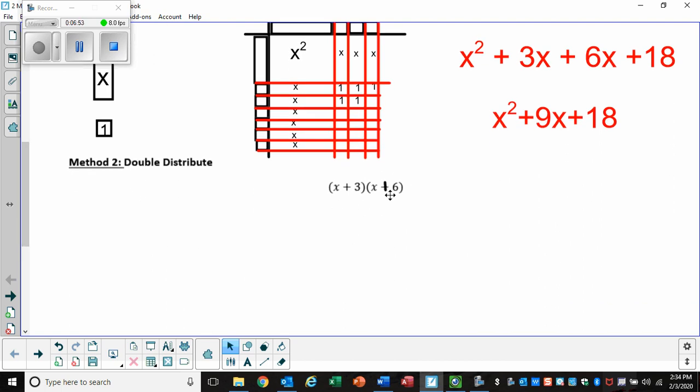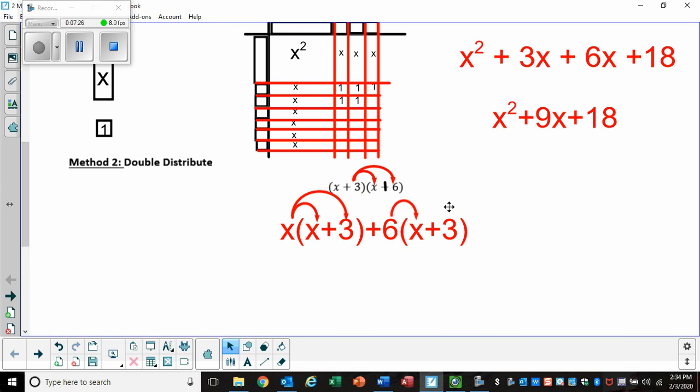Okay? And again, change that to a plus sign. What that says is take the first binomial, trinomial, whatever it is, the first polynomial, and distribute it to each term in the second polynomial. Okay? So I'm going to take the x plus 3 and multiply it by x and by positive 6. So when I do that, I get x times x plus 3 plus 6 times x plus 3. Then I'm going to go ahead and distribute again. So now I got to distribute this x to the x and the 3, the 6 and the 3, sorry, the x and the 3. And what I get is x squared plus 3x plus 6x plus 18.